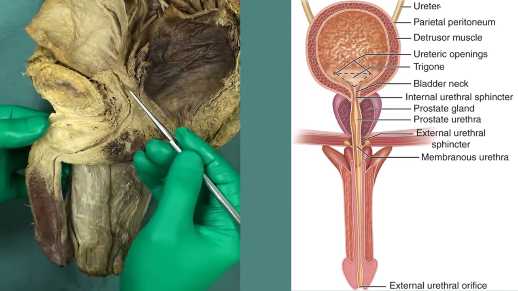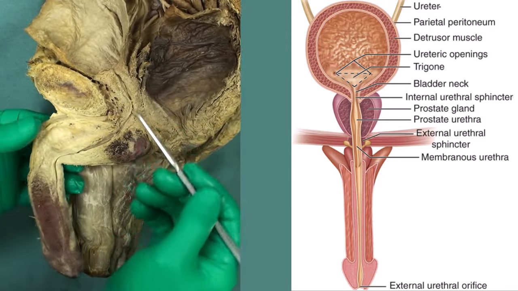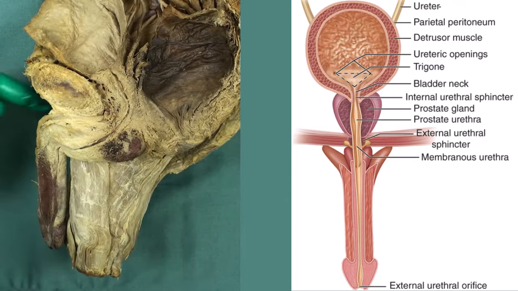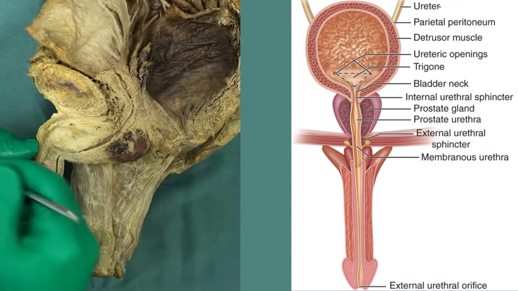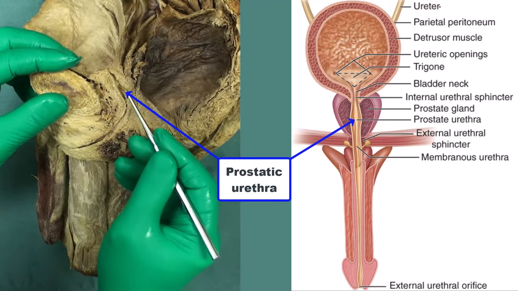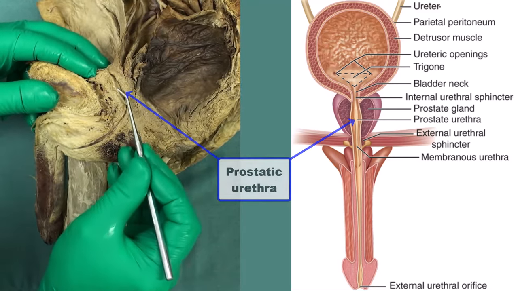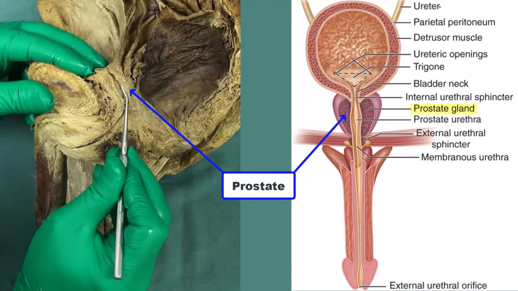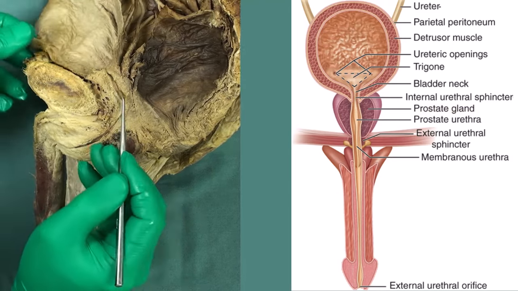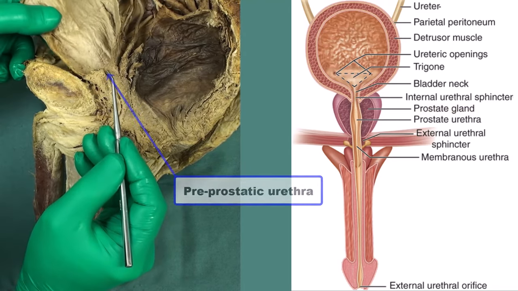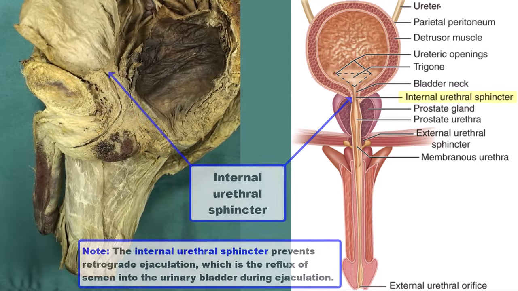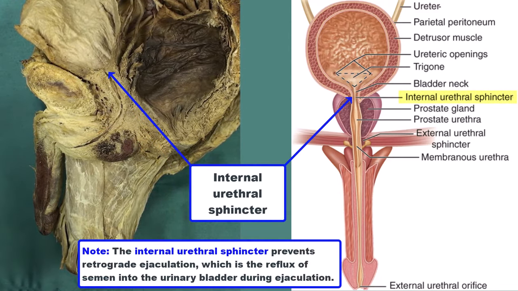Okay, so the different parts of the urethra include the parts which are passing through different organs. So this part of the urethra is called the prostatic part of the urethra. As you can see, it passes through the prostate, and that is the most dilated part of the urethra. And the part before that is the preprostatic part, which is right here. And that part is surrounded by the internal urethral sphincter.